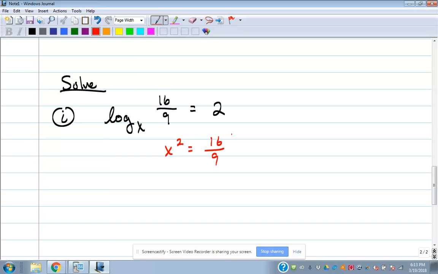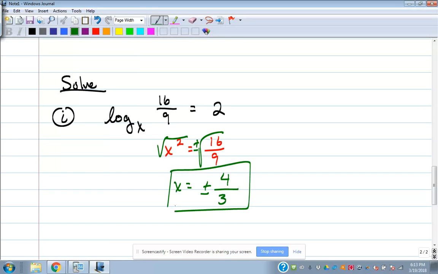How do you get rid of x squared? Take the square root, right? Plus or minus in front of the number. What's the square root of 16? 4. The square root of 9? 3. Sorry. My brain is faster than my hands. Plus or minus 4 over 3.